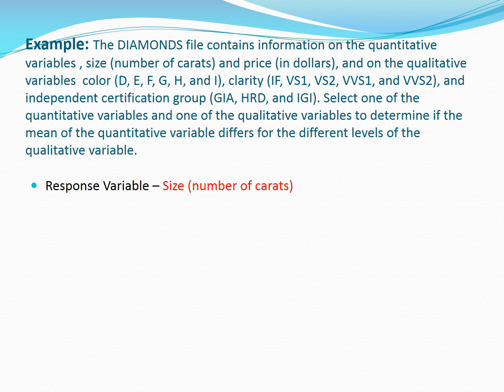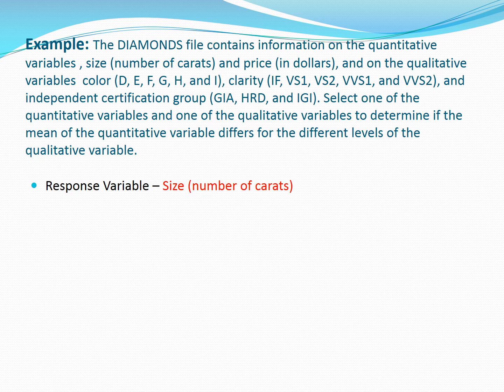There are 5 colors. They're rated as D, E, F, G, H, and I. There are 5 clarities. These are really fun ones: IF, VS1, VS2, VVS1, and VVS2. And so we have a whole bunch of variables. In the example here, with the data set I'll give you, you can play around with it and try some other things, but we're going to select one quantitative variable and one of the qualitative variables, and we're going to do a one-way analysis of variance.